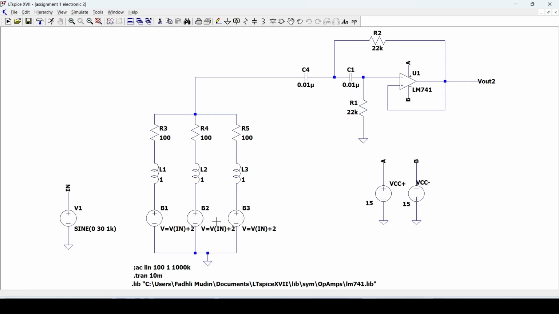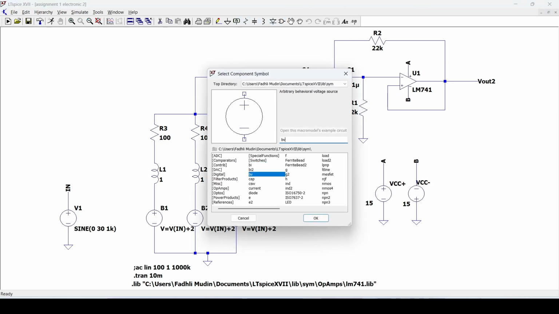For the first circuit, I will show you the non-harmonic circuit. Why do we choose this specific circuit? Because we need to generate the noise waveform. As you can see here, for this voltage source, we use the independent voltage source, this one, an arbitrary behavioral voltage source.